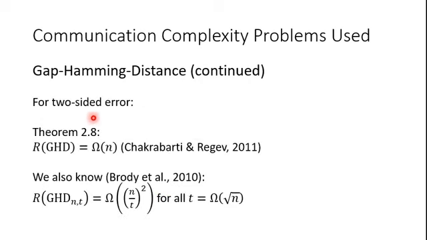For the two-sided error case, we'll call Theorem 2.8 the one that states that the communication cost for GHD is Omega(n). This is from the literature, so we'll refer to this as Theorem 2.8. We also know from the literature that the communication cost of GHD(n, t) is Omega(n divided by t squared) for all t that is Omega(square root of n).